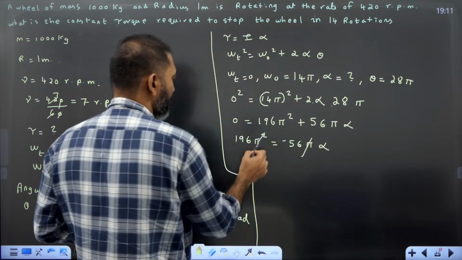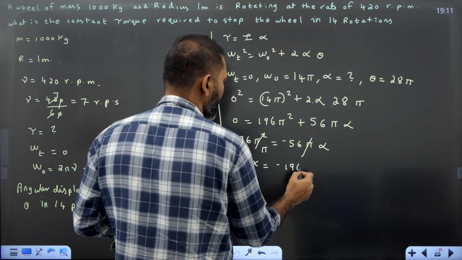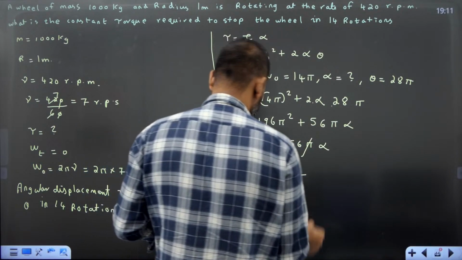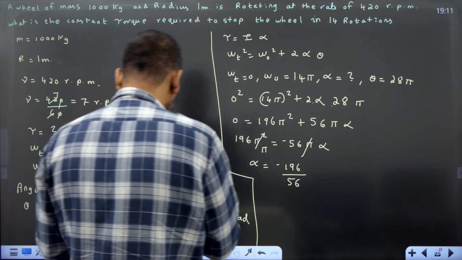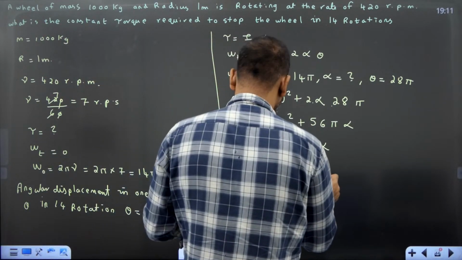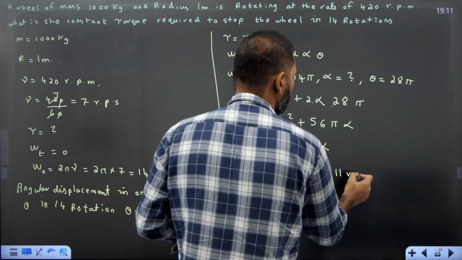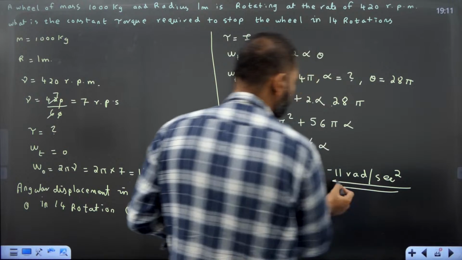Pi gone, one pi gone. So alpha is equal to minus 196 by 56. If you solve that, it is almost minus 11 radians per second square.